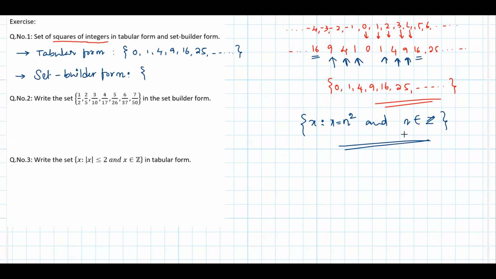Clear? For example, if you use whole numbers instead of integers, will there be a difference here? Still, you'll get the same answers. So what are whole numbers? 0, 1, 2, 3, 4, 5, 6, 7, and so on. If you take the squares of that, yes, you're going to get the same set here. So we can do that.